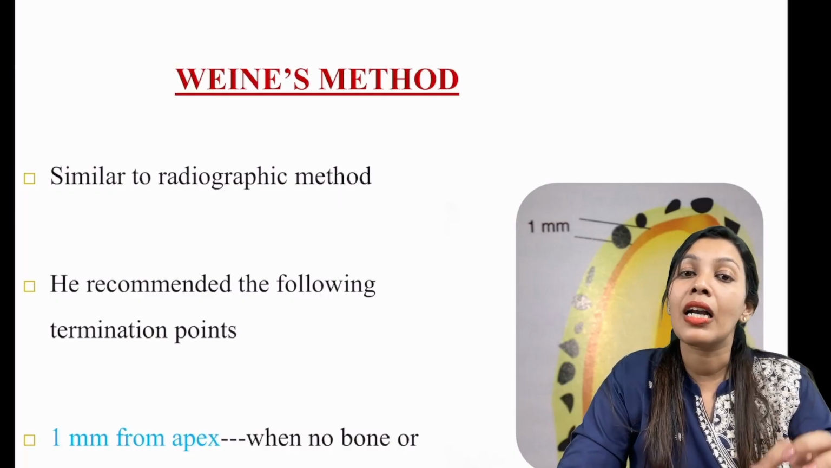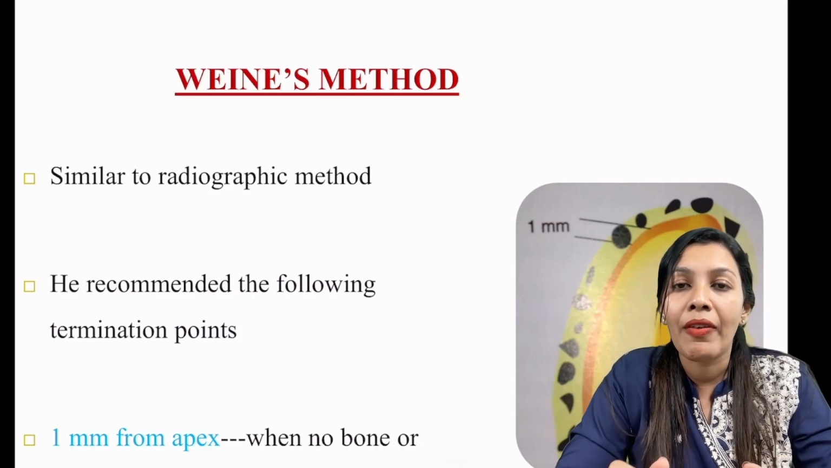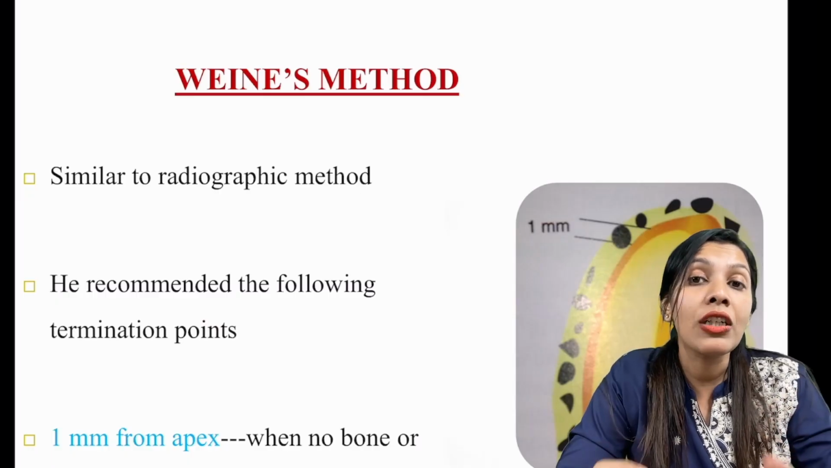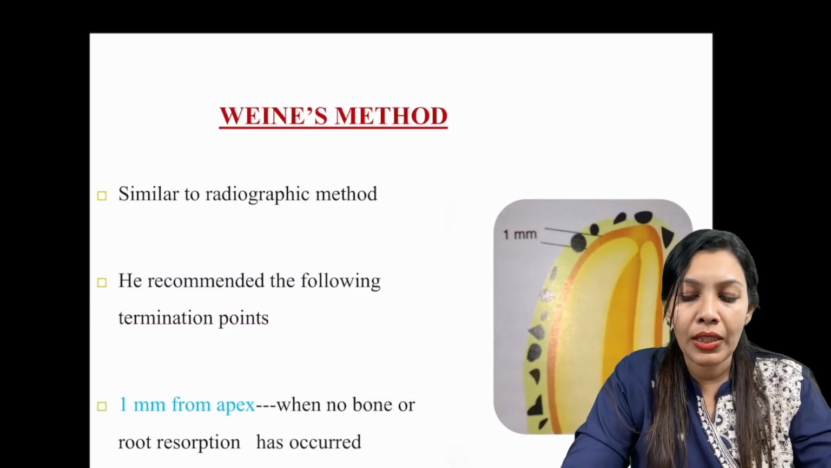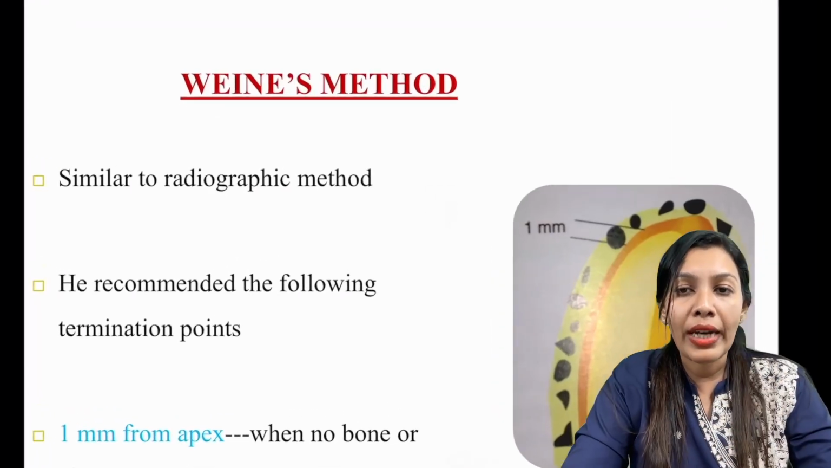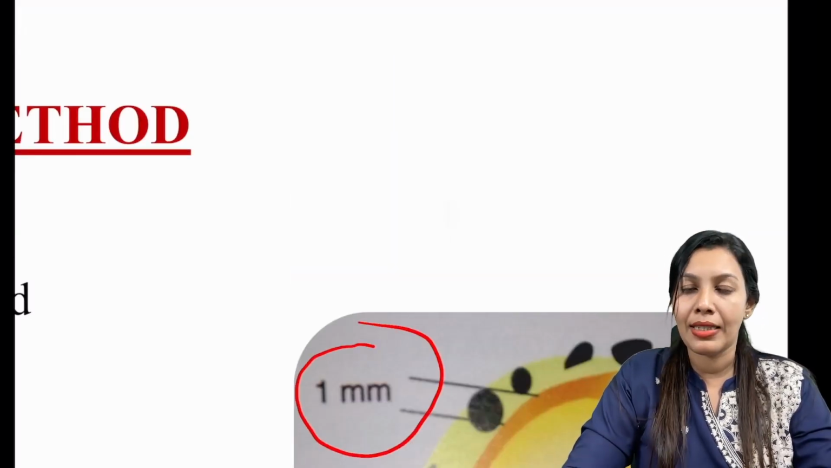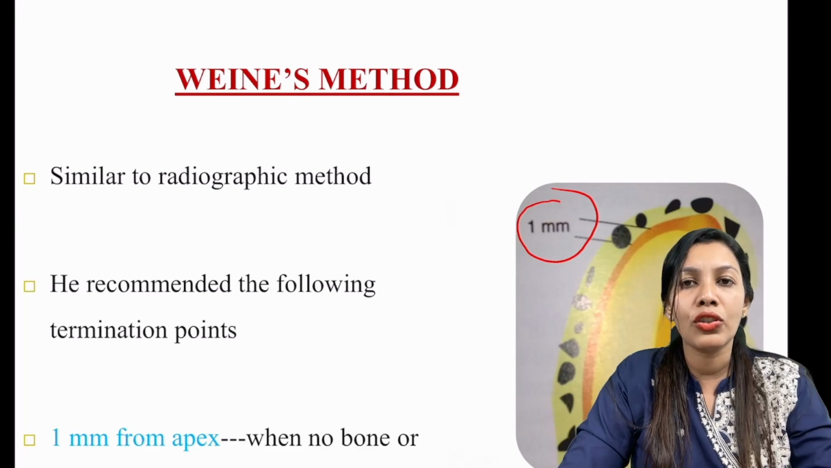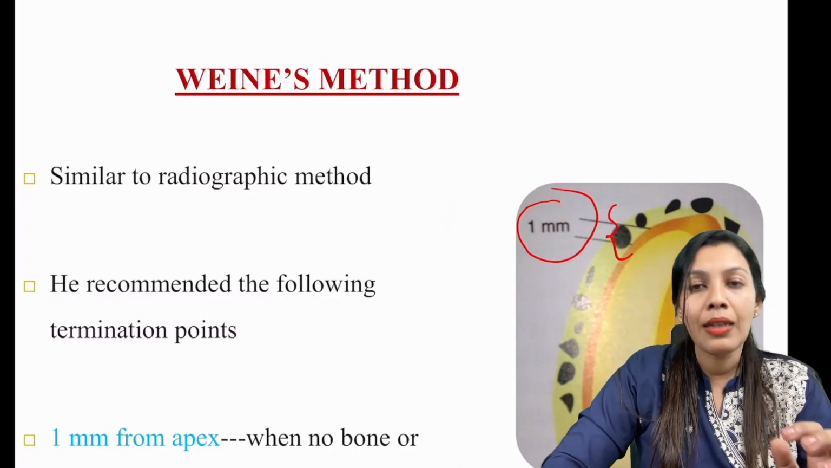Next is Weine's method. Weine's method is also a radiographic method, very important. What he recommended is where the obturation should be stopped, where the cleaning and shaping should be stopped. That is based on the condition of the periapex and bone. When there is no bone or root resorption, that is, the periapical area is okay, as in the case of this image, we need to reduce it by 1 mm. If it is a normal radiograph where the periapex is okay, there is no bone loss or resorption, just end the cleaning and shaping 1 mm short of the apex.